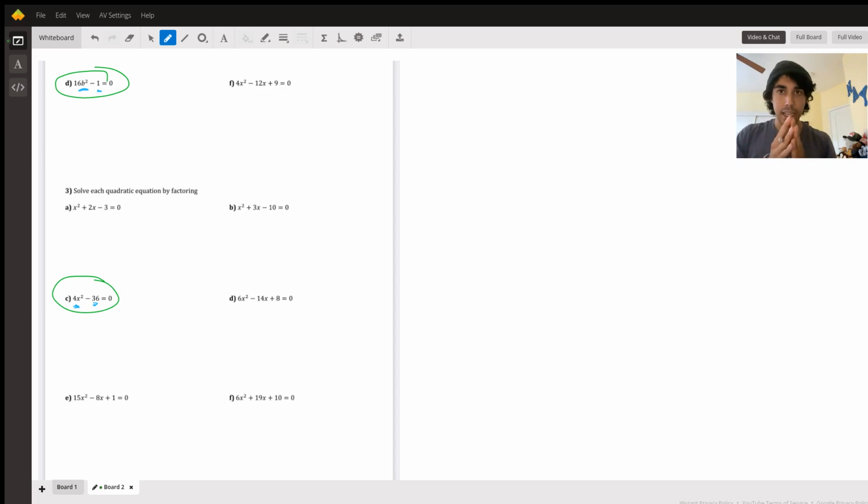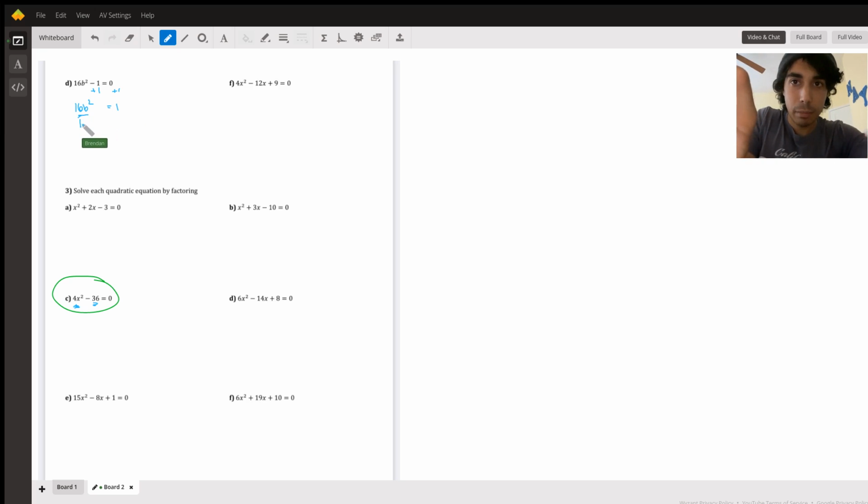I would get the number over to the other side. All right, so I'll do d. So I'm going to get the number over to the other side, so I'm going to add the 1 on both sides. So I get 16b squared equals 1. And then I'm going to divide by the constant, whatever is being multiplied by our letter. So 16 divided by 16 makes a 1. So I get b squared equals 1 over 16.